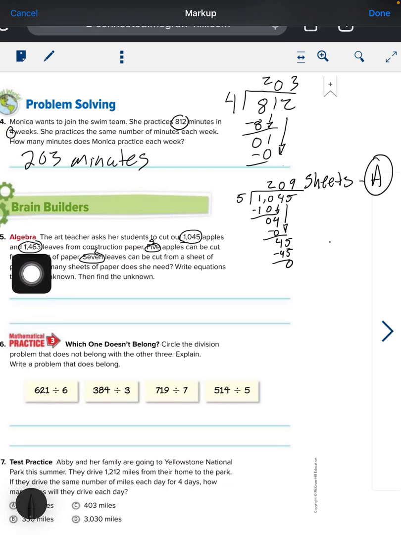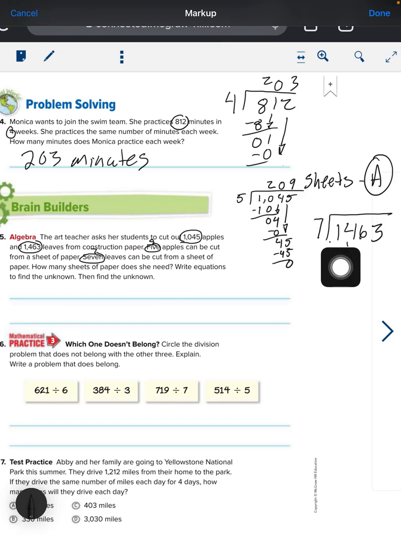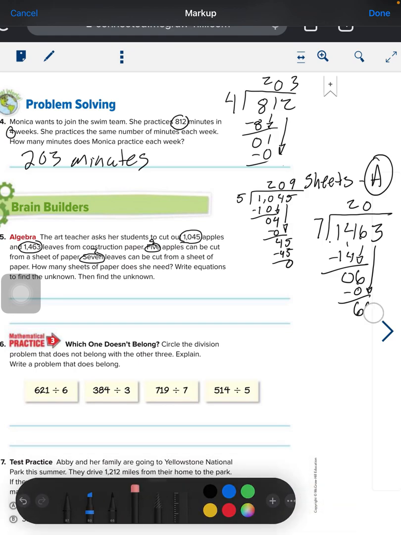Okay. Now we have the leaves. There's the leaves. Let's do the leaves problem. 7 leaves can be cut, and we need to cut 1,463 leaves. All right, 7 will not go into 1, but 7 will go into 14 at least twice. 2 times 7 is 14. 14 minus 14 is 0. Bring down the 6. Oh dear, 7 won't go into 6, so we have to add a 0 up there. 0 times 7 is 0. Bring down the 6 and pull that 3 all the way down. See if it helps us.